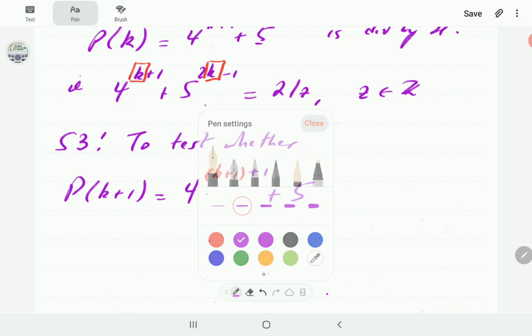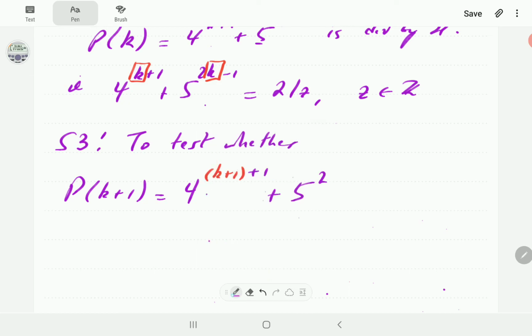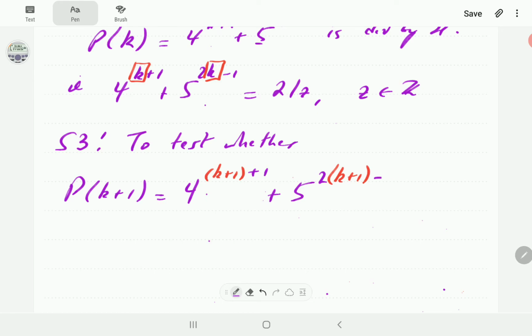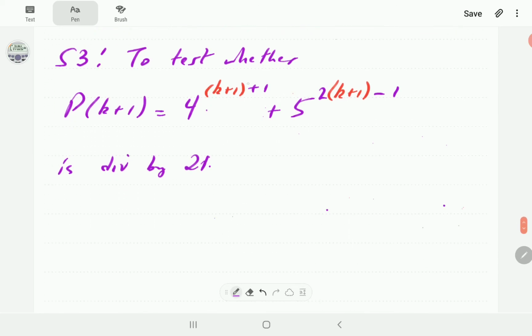So what we're going to have now is 5 to the power 2. Then in red here, I'm going to write k plus 1. And then the minus 1 is what was there. So I want to test whether this is divisible by 21. Okay, then we're going to simplify these exponents here.